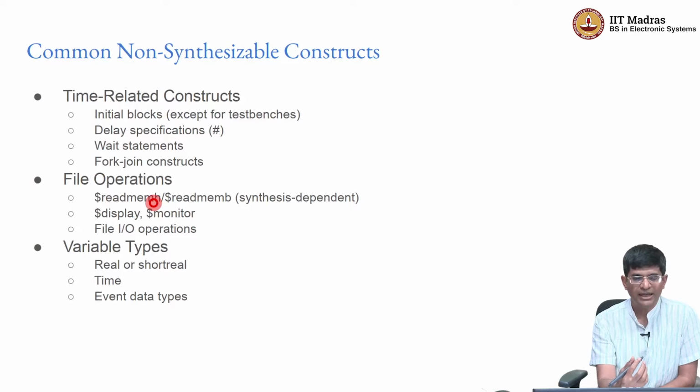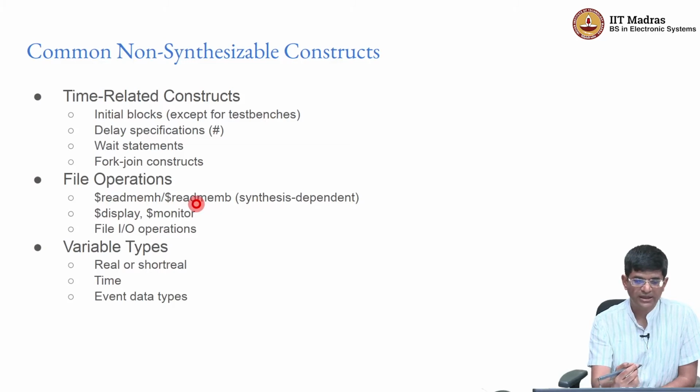Effectively, that entire initial block, as long as it only consists of reading some values and populating a memory or something, will be processed away. It will not translate into something that actually happens at runtime. At compilation time itself, an array is created which contains the values that you want. Having said that, this occurs only in very specific kinds of scenarios. As a general rule of thumb, these are not synthesizable.